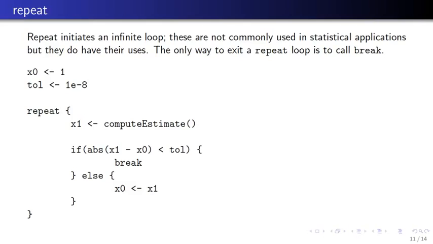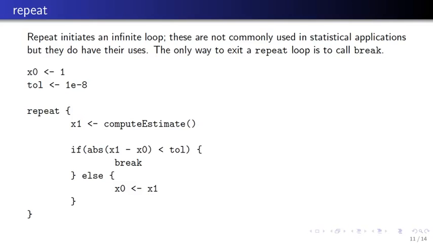Here I'm initializing a value of x0 to be 1, and I'm setting what I think of as a tolerance to be 10 to the minus 8th. And then I'm going to repeat the following structure. Basically, I'm going to imagine that there's some function that computes an estimate for x, and then I'm going to call that x1. And basically, if the absolute value of the difference between x1 and x0 is less than some tolerance, so in this case 10 to the minus 8th, then I'm going to stop the loop and then move on to the next bit of code. If the difference is greater than my tolerance, then I set x0 to be equal to the new value, and then I run the loop again. I calculate a new estimate, and I check to see if the difference is small.